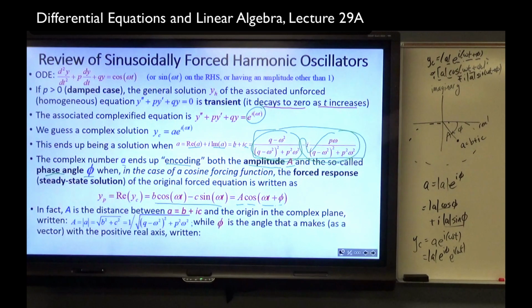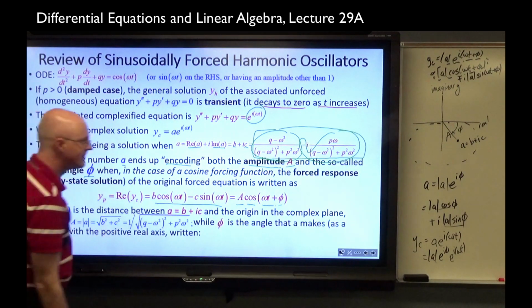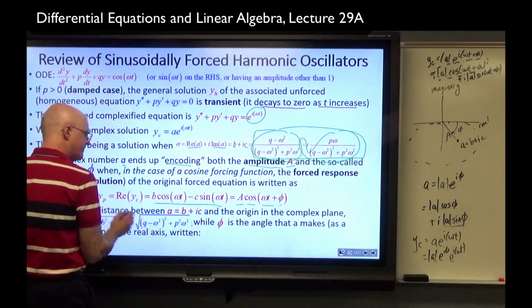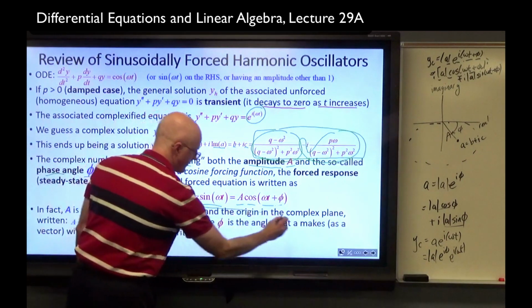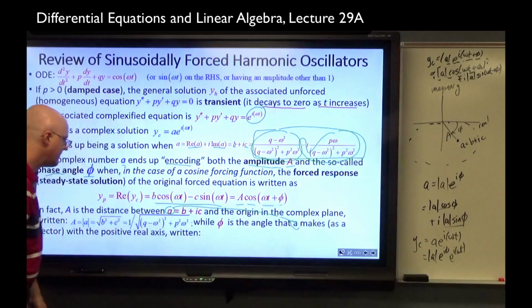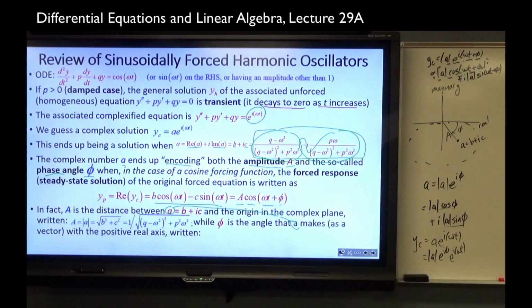Phi is the angle that A makes. I didn't color this one red, I probably should have. That A makes as a vector, or as a ray, if you make a ray going from the origin through little a, with the positive real axis, like I drew over there, written in this way.